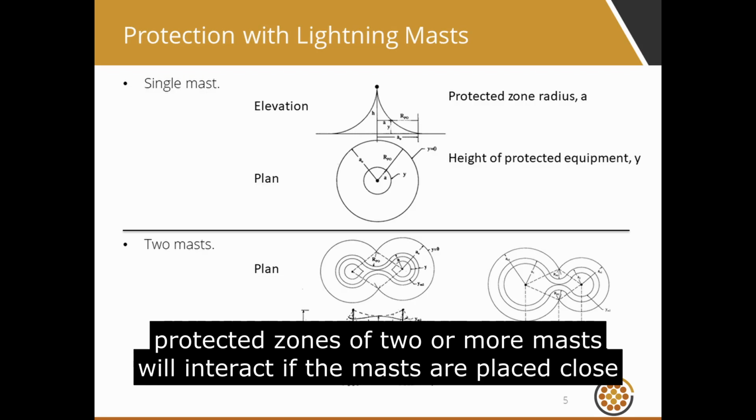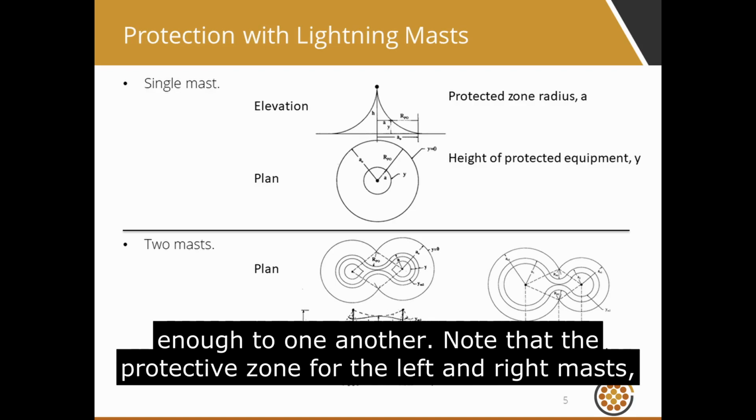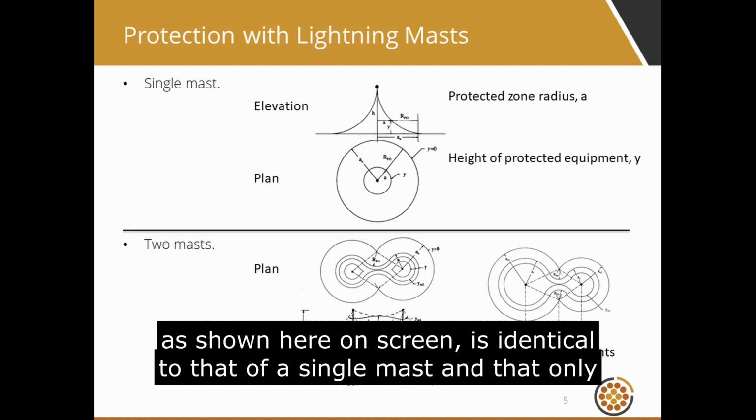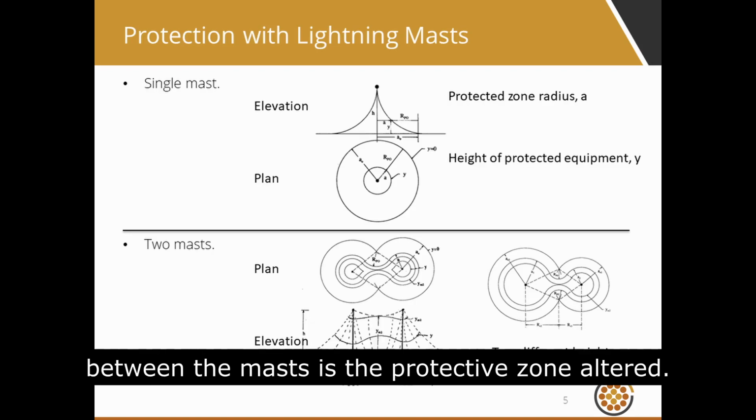The protected zones of two or more masts will interact if the masts are placed close enough to one another. Note that the protective zone for the left and right masts, as shown here on screen, is identical to that of a single mast, and that only between the masts is the protective zone altered.